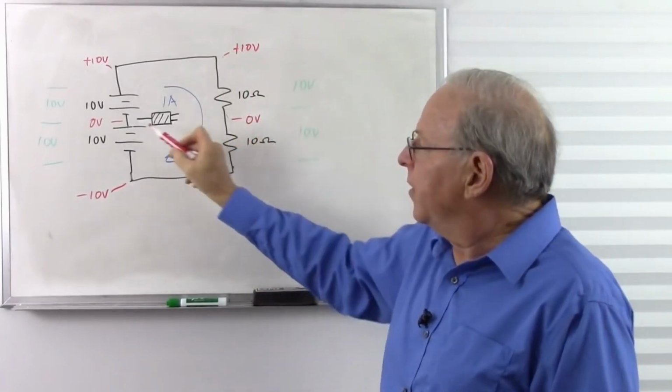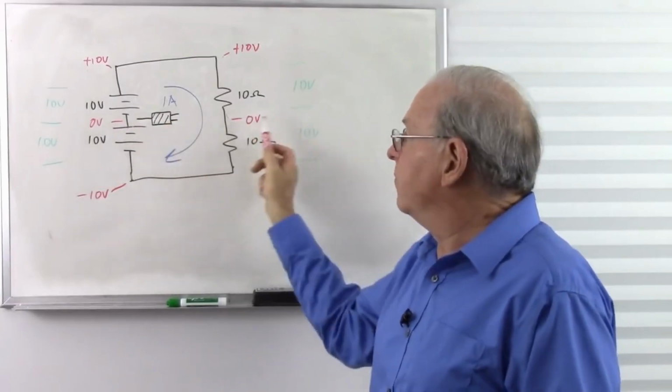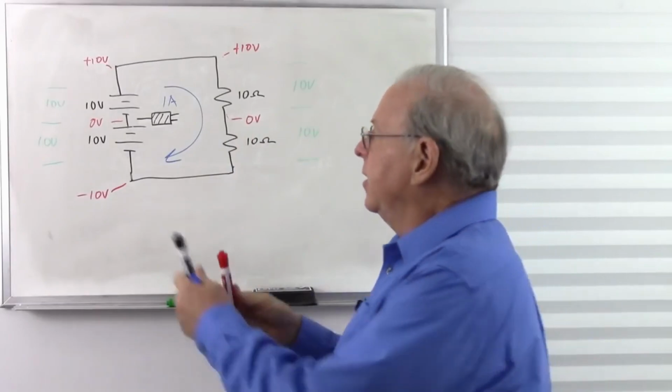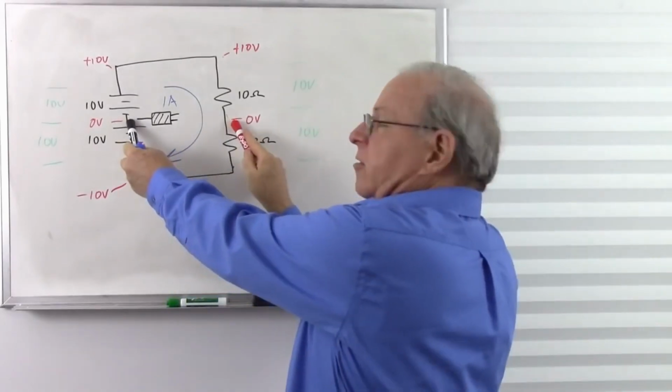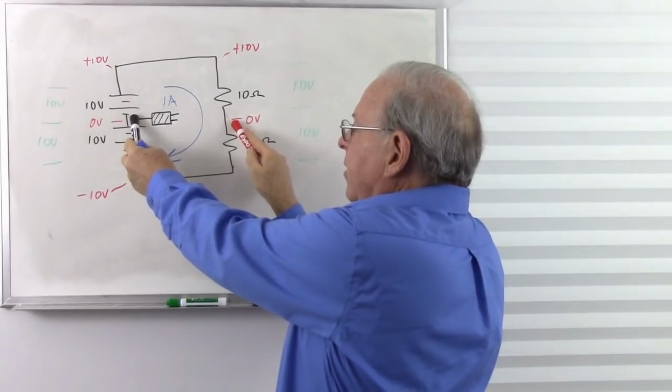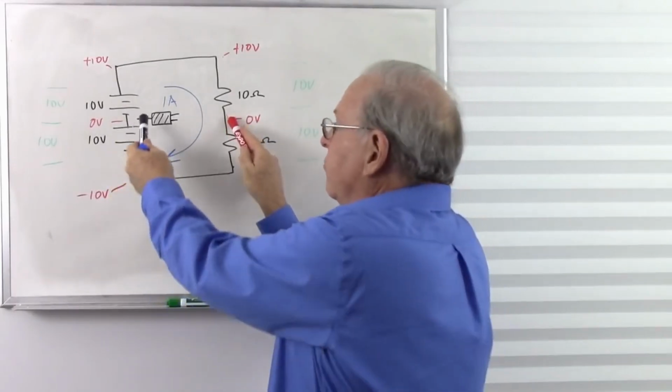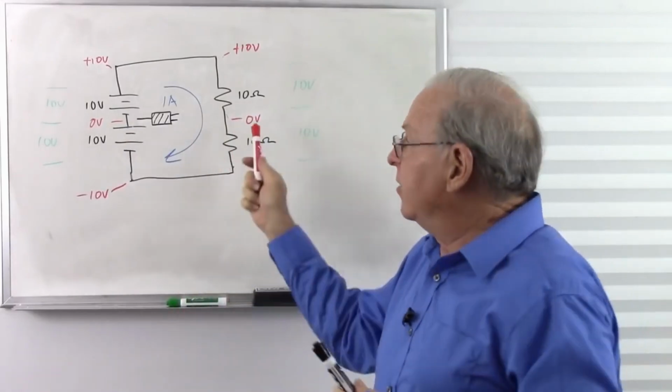0 volts. Remember before they were both 10 volts. They were the same voltage. They're still the same voltage. So what happens if I put my black lead here and my red lead here, which is exactly what I'm doing? The black lead is at this voltage, the red lead is at this voltage. They're the same voltage. So I see 0 volts.